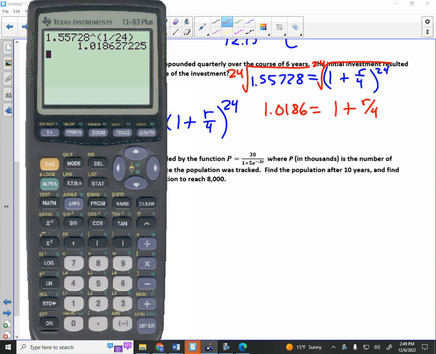Now what? Subtract 1. 0.0186 is equal to r over 4.